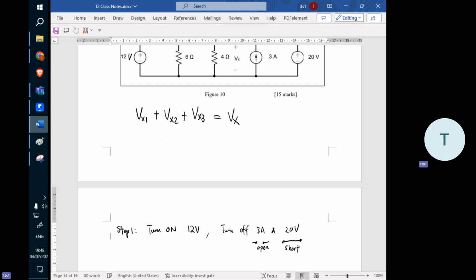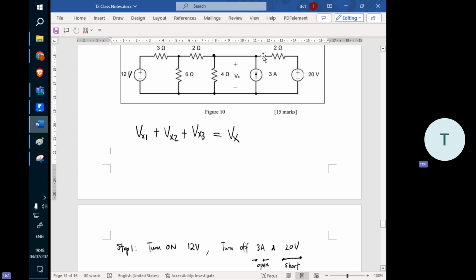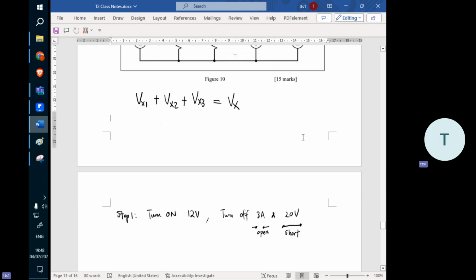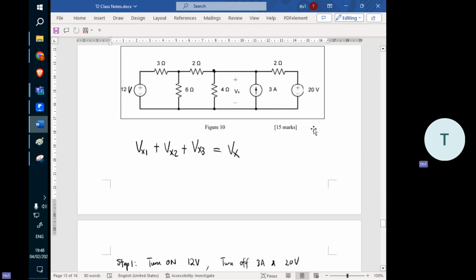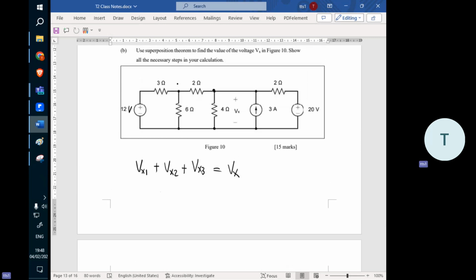Can you understand or not? What we mean by turn off is, for this one, you make it an open circuit here. But for this one, you need to replace it with a short wire. Then you do the KCL at node V1. Let's name the V1 here and V2 here. You do the KCL at node 1.